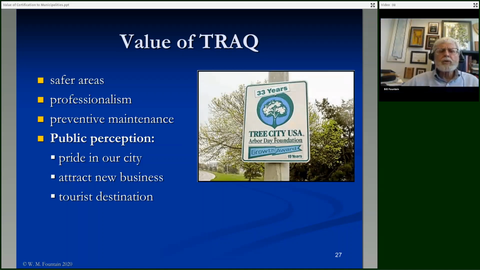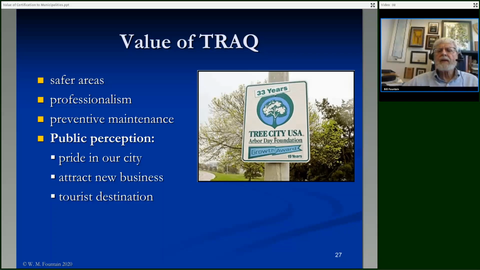TRAQ is a very valuable tool for public perception. So maybe, and this is something that we should probably suggest to ISA, in addition to having a Tree City USA sign at the entrance and the exit of our municipality, maybe we should have something that says we have tree risk assessors hired as our municipal employees. So it's a point of pride for the city. It's there to attract new business, particularly the clean businesses that are so coveted. We have a green industry program here.